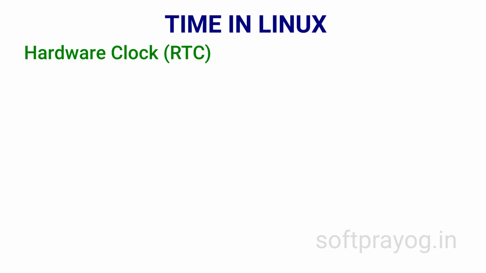Now we'll look at the hardware clock. The basic purpose of the hardware clock is to provide time to the system clock to get started at the time of system boot. At first, personal computers did not have a hardware clock, so one had to enter the time after every system boot.